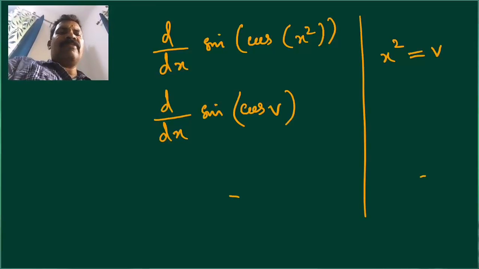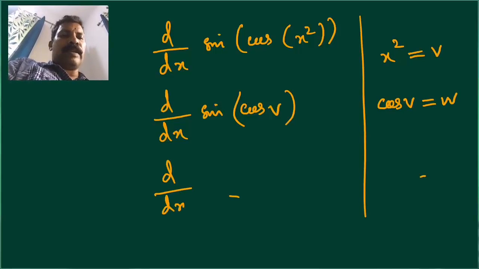But again, we are not familiar with this function. We cannot do the derivative in a single stretch. So we shall substitute cos v is equal to, say, w. Then our expression becomes d by dx of sin w. Yeah, we know the derivative of sine. If the variables are matching, then we can have an answer. So we are in a comfortable zone now. But the only problem is now variable mismatching.